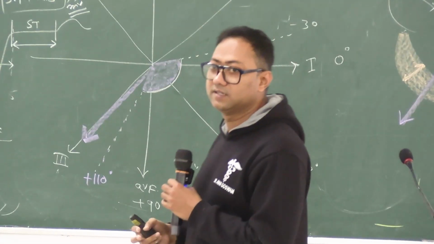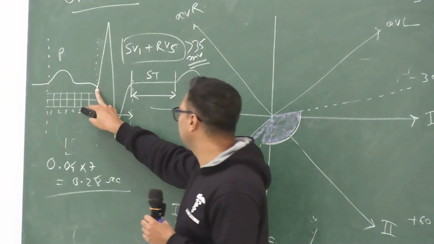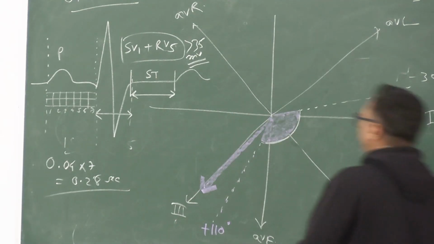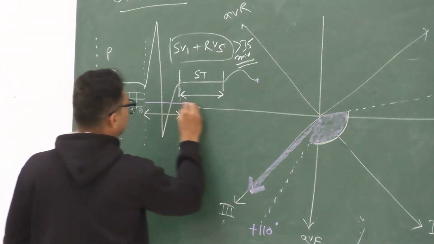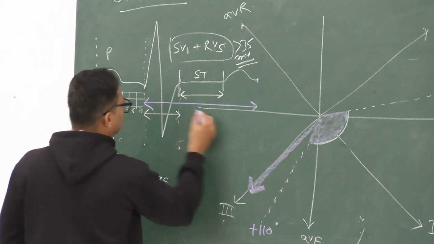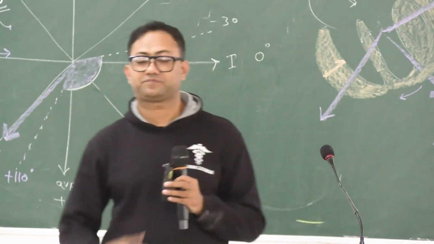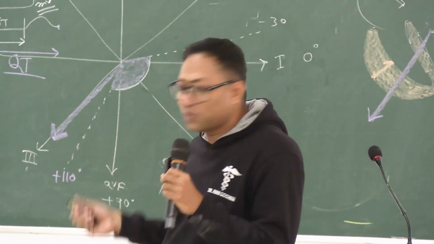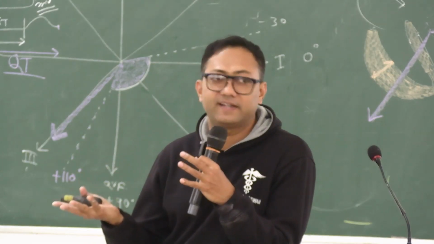So what is QT? From the beginning of Q to the end of T. So from this point to this point, this is the QT. Anyways, QT means a time interval, right? It is definitely a time interval.